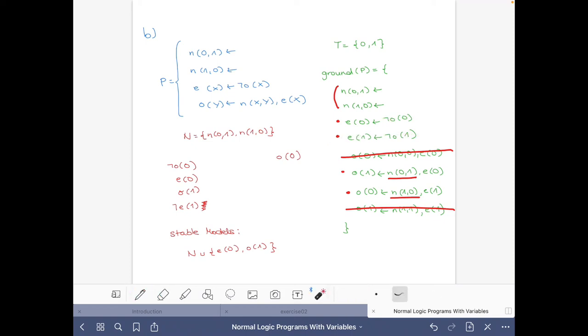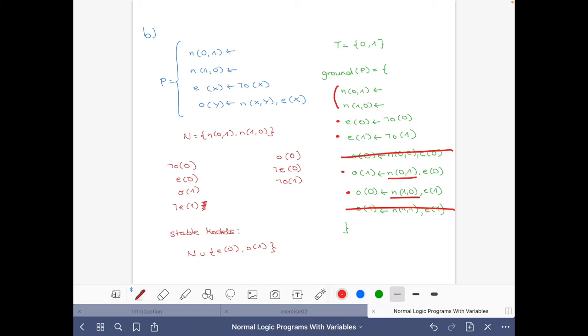And let's move on to this side where we have O0. If we have O0, this disappears from the reduct, so there's no way to derive E0. Hence, E0 has to be false. E0 cannot be in the stable model. Then without E0, there's no way to derive O1 because this is the only rule that can give us O1. Hence, O1 cannot be in the stable model. O1 has to be false.